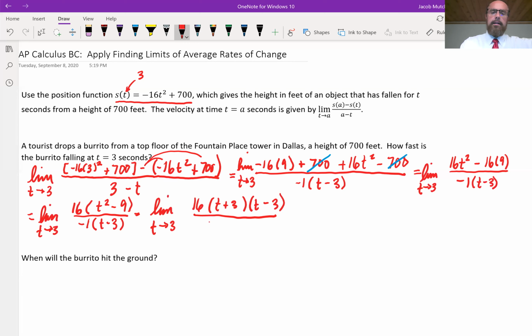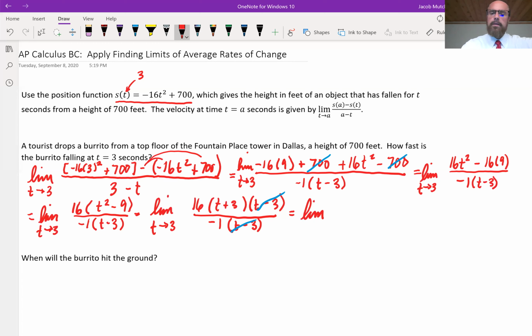And that is going to be a great advantage because now I can cancel this binomial t minus 3 in the denominator. So I'll do that without any further hesitation. And we're getting close to being able to take the limit. In fact, I'm going to write the simplified limit expression.